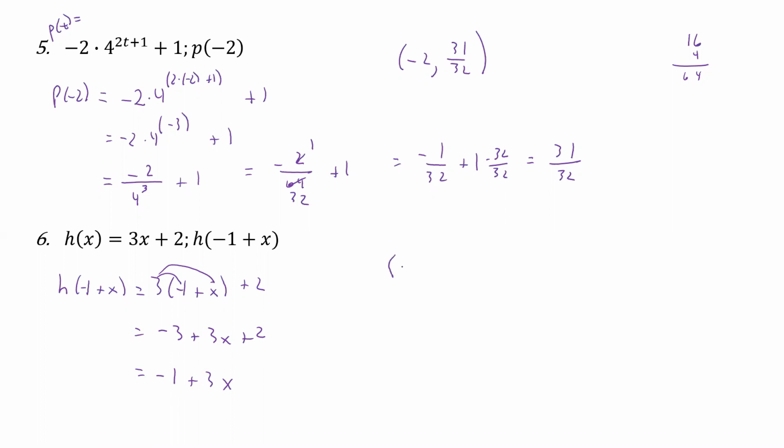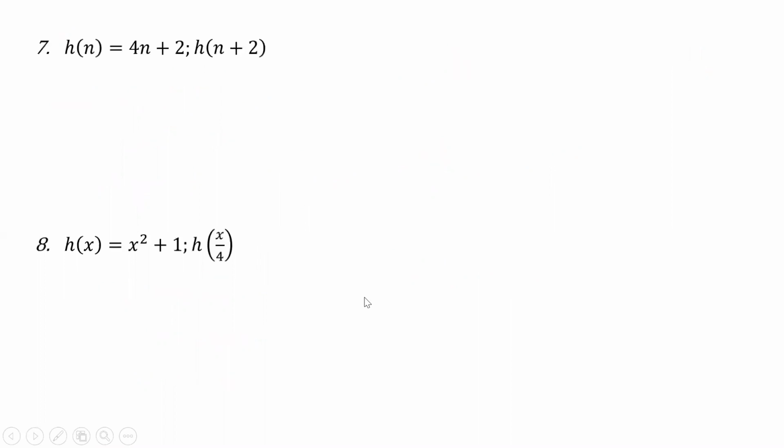So our ordered pair is minus 1 plus x, and our output is minus 1 plus 3x. Okay. And so then that would be our actual final value here as far as the ordered pair. All right, 2 more here.